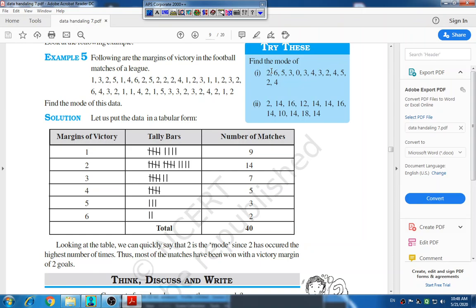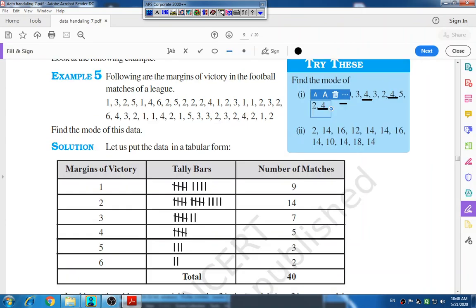Now look at 3. How many times does it occur? 1, 2, 3, only 3 times. Okay. Now look at this, what about 4? 1, 2, 3. This 4 also occurs 3 times and this 3 is also occurring 3 times. That means the mode of the given data is 3 and 4.